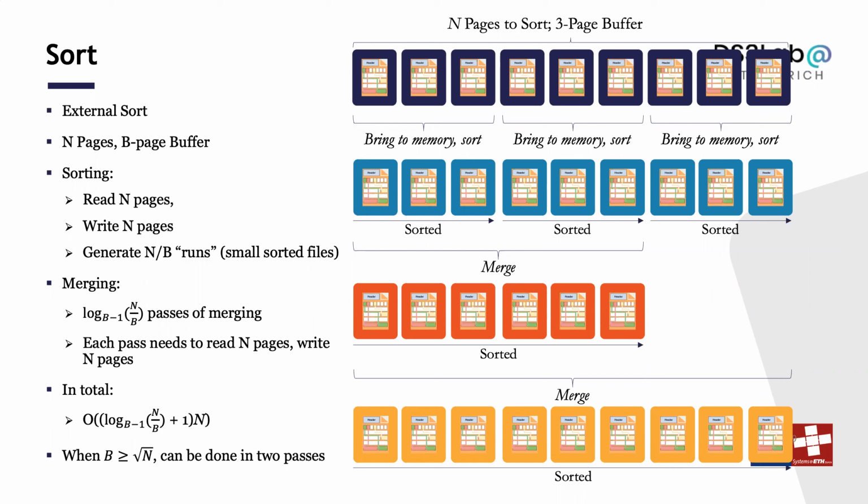So how much I/O do I need to pay for every single layer of the tree, right? Essentially, every single time I do merging, I need to read all the pages in my file and also write them out, right? So I pay n pages read and n pages written for every single pass, right? So in total, this is what you have, right? So essentially, how many read and write passes I need to do over my file in total is going to be log base b-1 of n over b, plus 1, right?